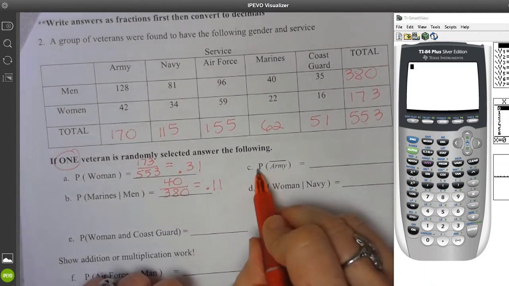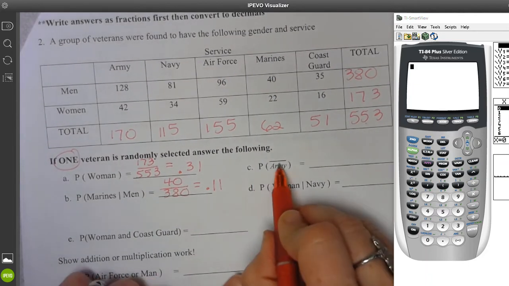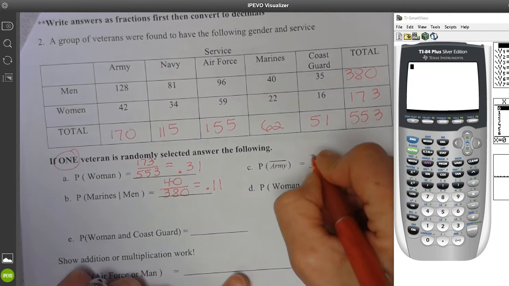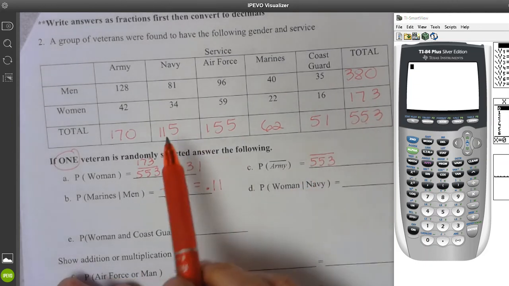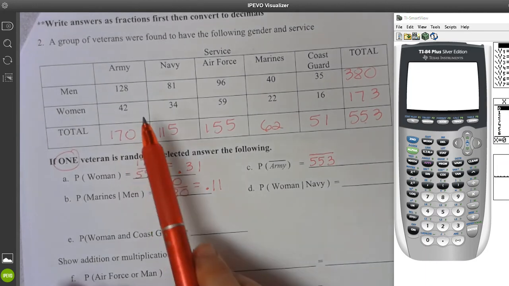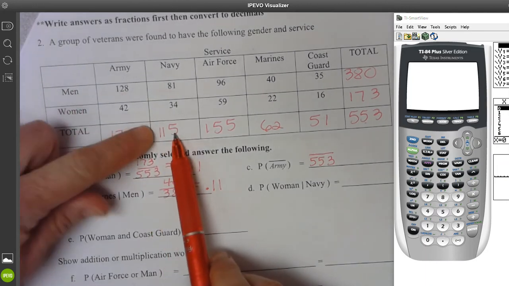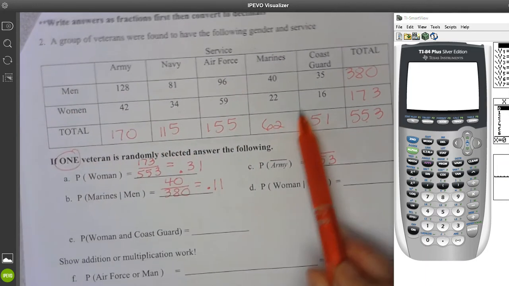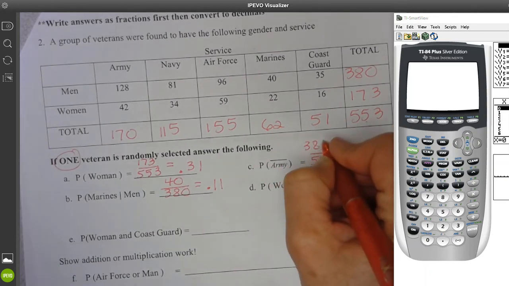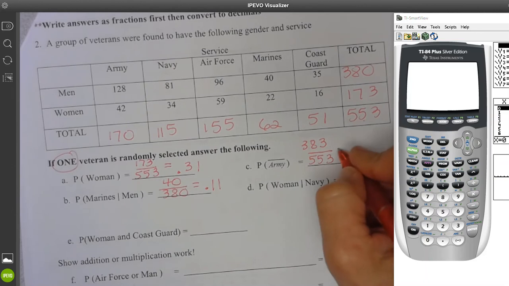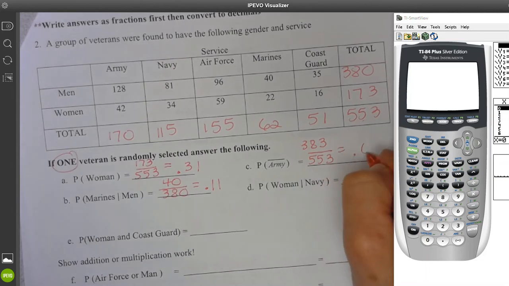The next problem, what's the probability of selecting someone that's not in the Army? So we still have the 553 people, but we're going to total up everybody that's not in the Army. So if we total up the Navy, the Air Force, the Marines, and the Coast Guard, we add all those together, we get 383. Dividing that out is 0.69.